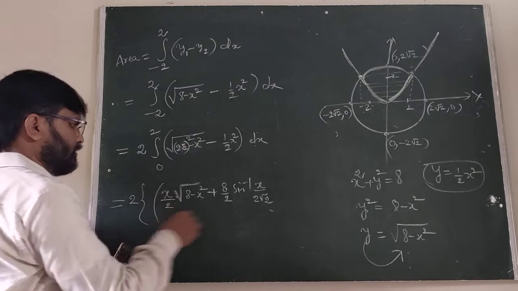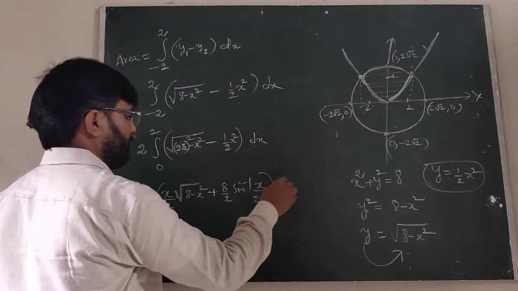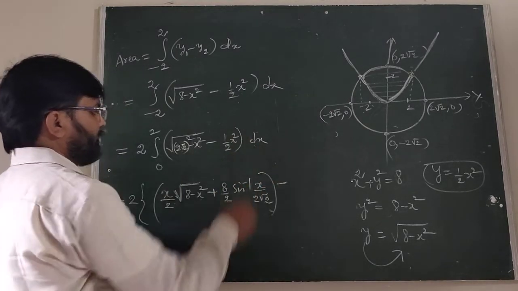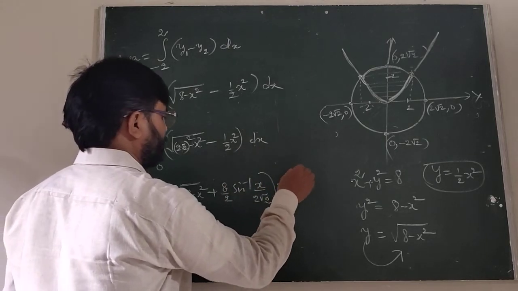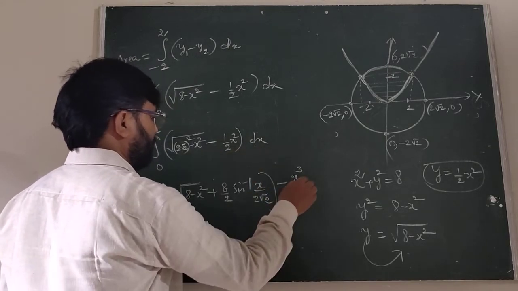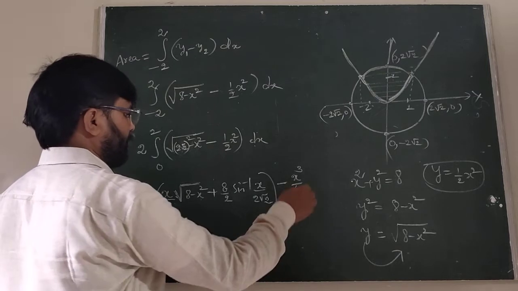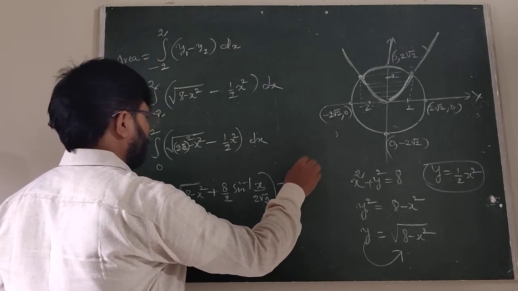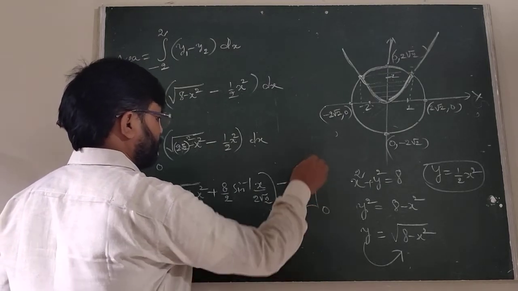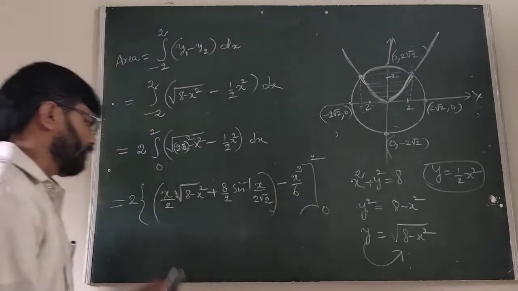Now, how to write this one? Minus of the integral of x square, the integral is x cube by 3, and 3 twos are 6. Now we can apply the limits. The limits are 0 to 2. Only the upper limit 2 is enough to work out.